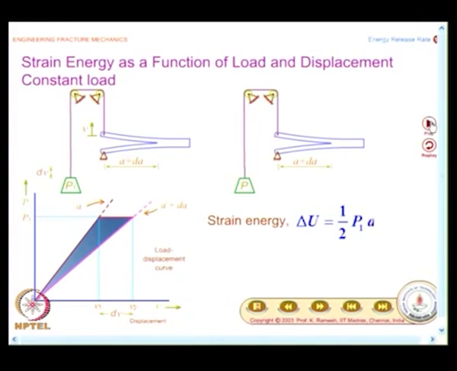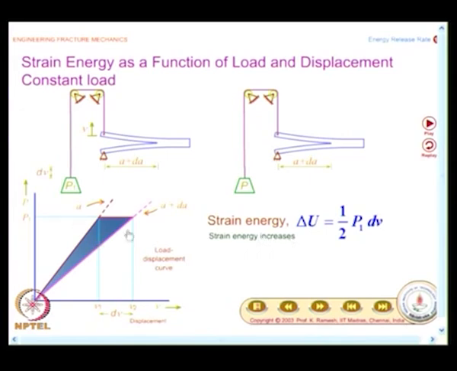So, what is the change in strain energy, that is, this small triangle that you see here. You should be able to identify this very carefully, and this is how the experiment is also done. So, you can find out experimentally what the energy release rate is, and what you have here is half of P1 into dV, and in this case strain energy eventually increases.